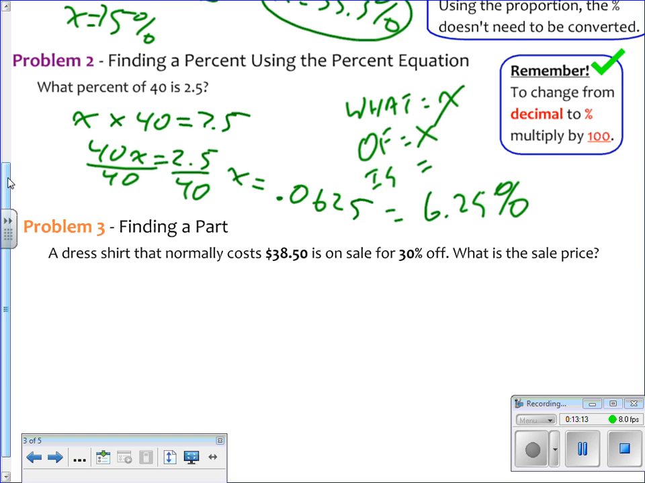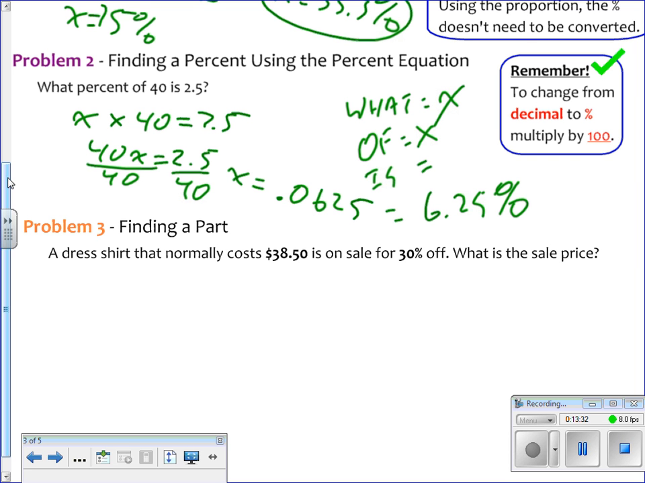Okay. This is what I learned. This is what I do. I don't like the proportion, but that's because I wasn't taught the proportion. I didn't use the proportion for the last God knows how many years of my life of figuring out percentages. That's what I do when I solve it, when I set it up.